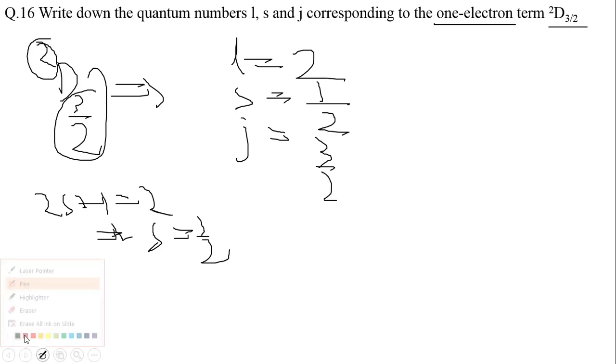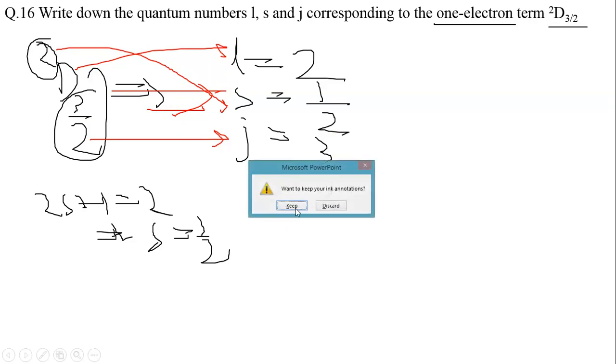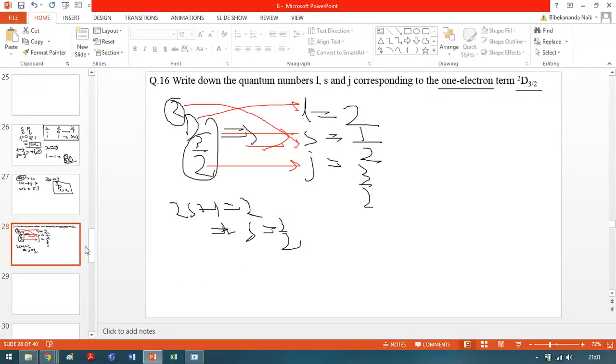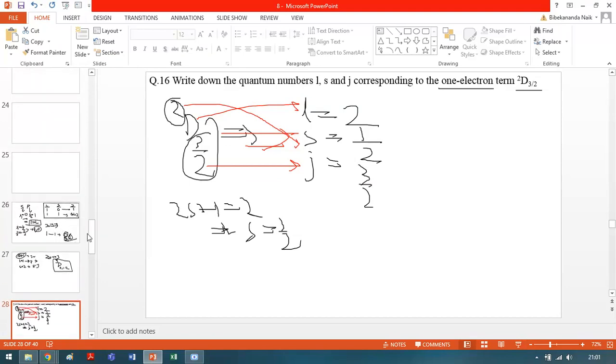So for this state, the value of L equal to 2, this D gives L, this 2 gives the S value half, and this 3 by 2 gives the J value. Is that clear to all of you? It is very easy. I think we have discussed many problems regarding these notations and the LS coupling. So you must be clear about it.